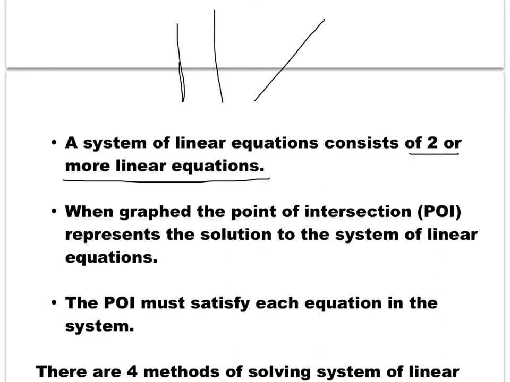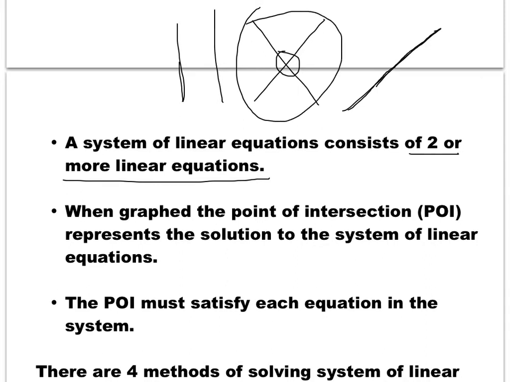They can cross only at one point, so there is only one point of intersection, or they can be on top of each other, like this case. In this case, you have an infinite number of solutions. Now, the majority of the questions that we are going to solve are the ones that have only one solution.